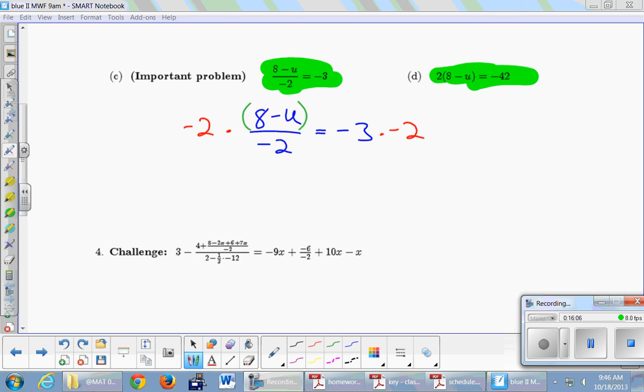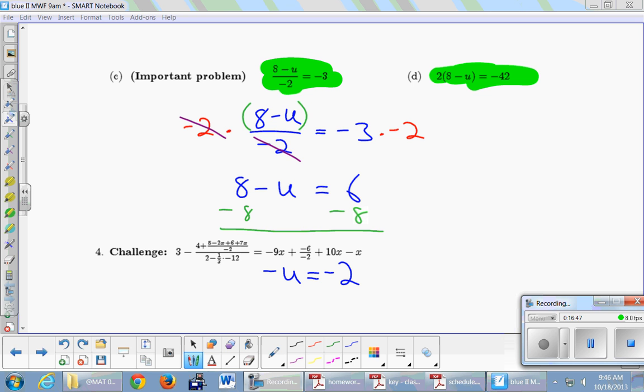And then what happens on the left-hand side? Yeah, these guys cancel. Don't multiply that -2 through. Don't even think about distributing. You're putting that -2 there just so it'll cancel right away. So all we have is 8 minus u equals, and then over there is 6. Now that we've gotten rid of that division line, the 8 is accessible to us. It was kind of inside of parentheses before, but now it's available. So now we can move it. So subtract what from both sides? Subtract 8 from both sides. And that gives me -u equals -2.